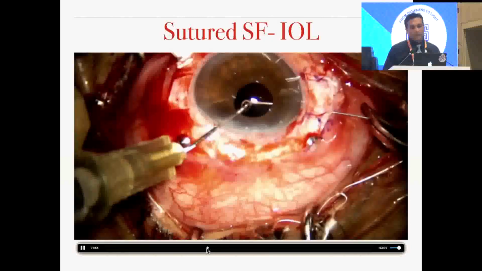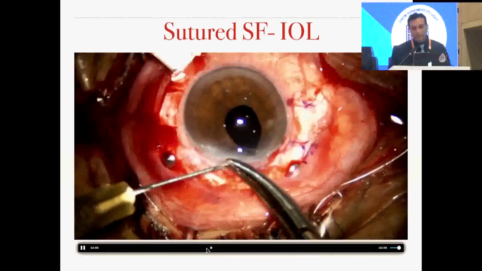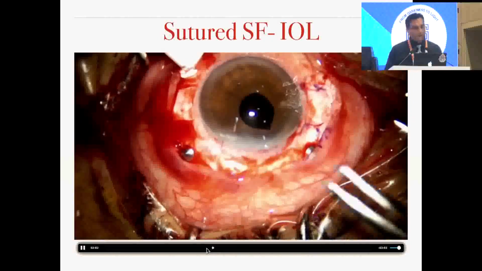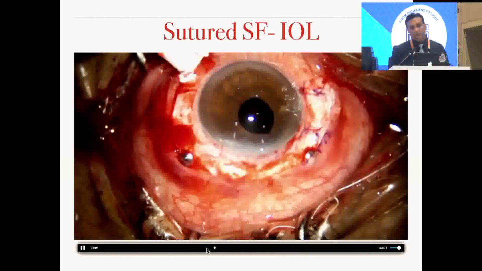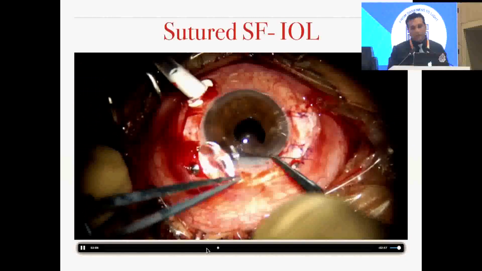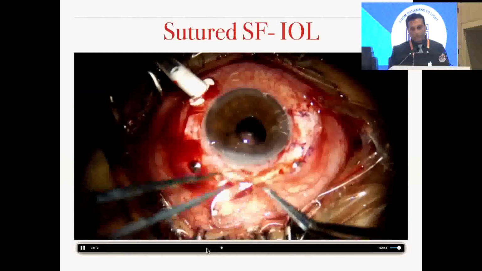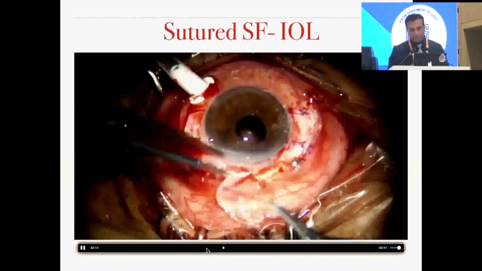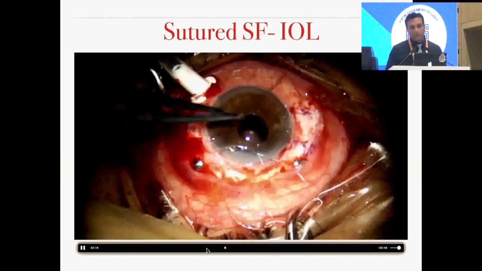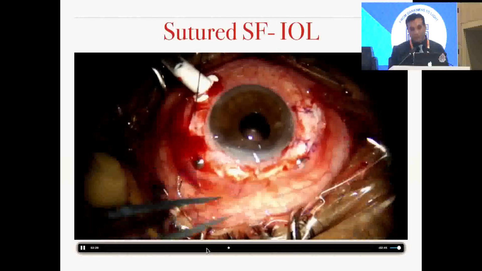Once it is out, my preferred way of doing it is with 4-point fixation with 9-0 Prolene and a straight needle. You go through the scleral flap and take out the needle from the entry wound. This is an eyelet-based PMMA lens, and this is a very basic video to show the basics of sutured SFIOL, which we used to do and still do in many situations.